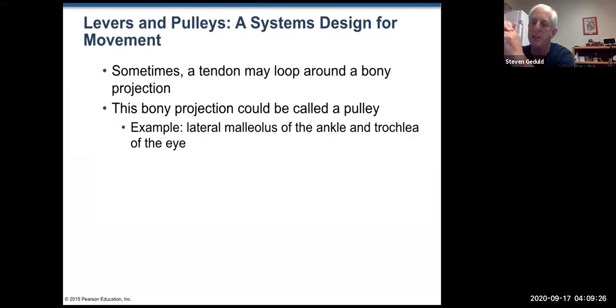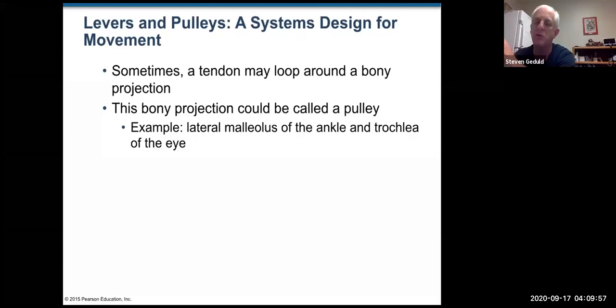Sometimes you have pulley systems. We use them all the time when we do mechanic work. When we take an engine out of a car or motorcycle, we use a pulley system to lift it up, which makes it a lot easier. Sometimes a tendon may loop around a bony projection, which acts as a pulley, like the lateral malleolus of the ankle and the trochlea of the eye. It's a very effective way of moving your eye muscles. As the muscle contracts, it pulls along that edge.